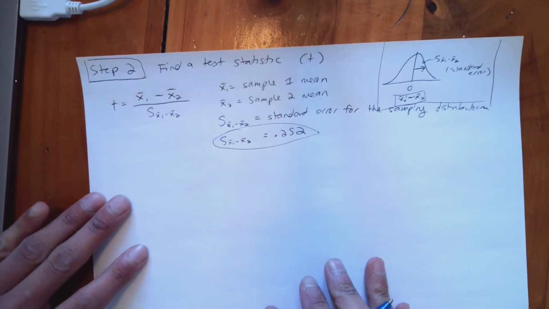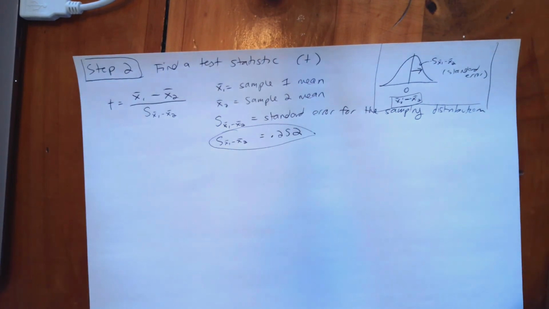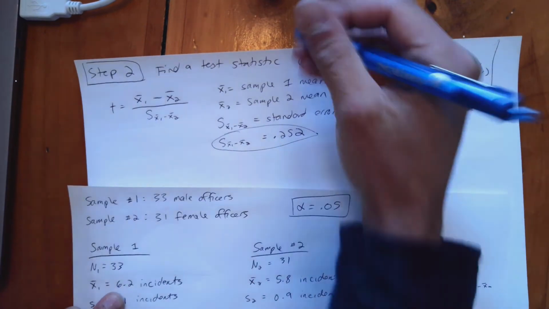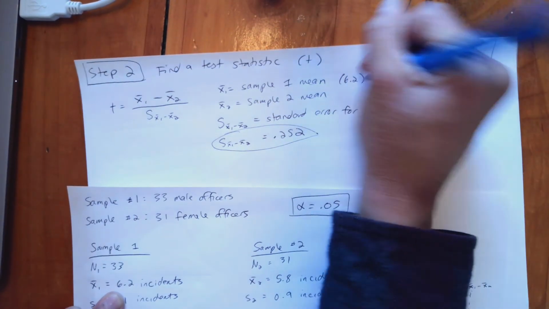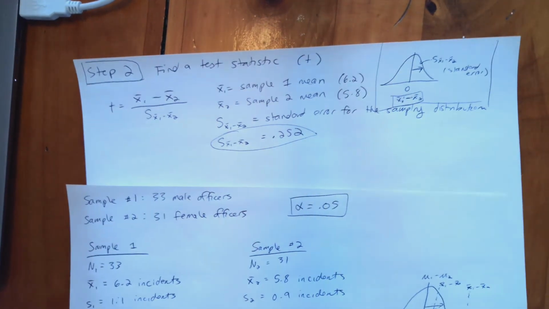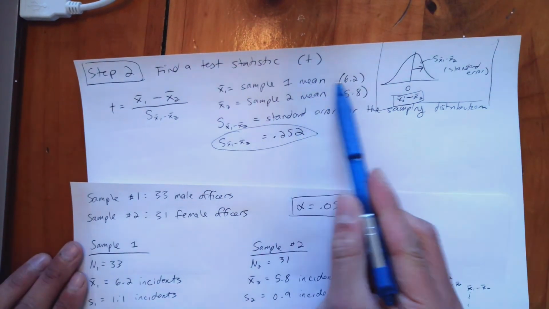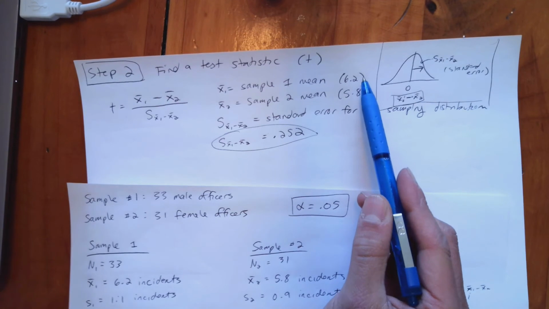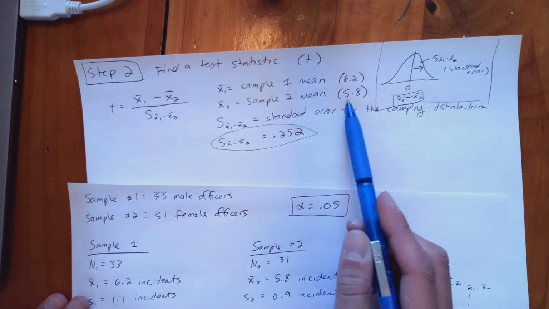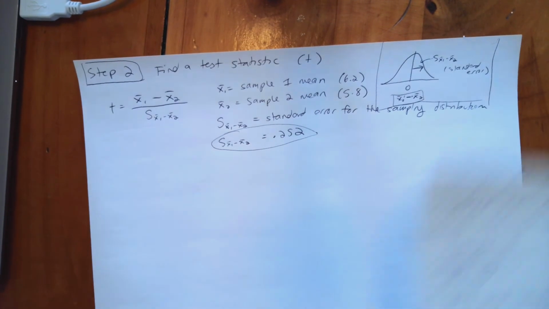So we know that our first sample mean is 6.2. Our second sample mean is 5.8. And so sample 1 mean is just the mean for male police officers, so they had 6.2 use of force incidents. And then sample 2 is the mean for female police officers who had 5.8 use of force incidents.